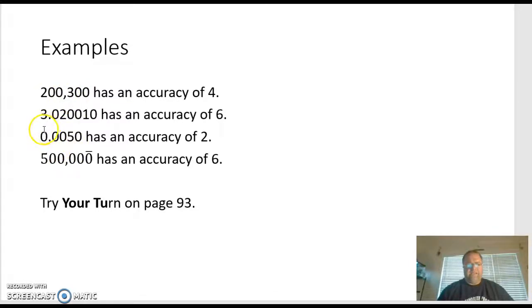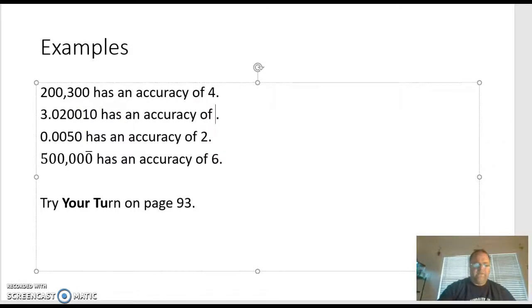This would have an accuracy of 6, and 1, 2, 3, 4, 5, 6. And that's actually not right. That one should be 7 because we do count zeros to the right of a decimal place.